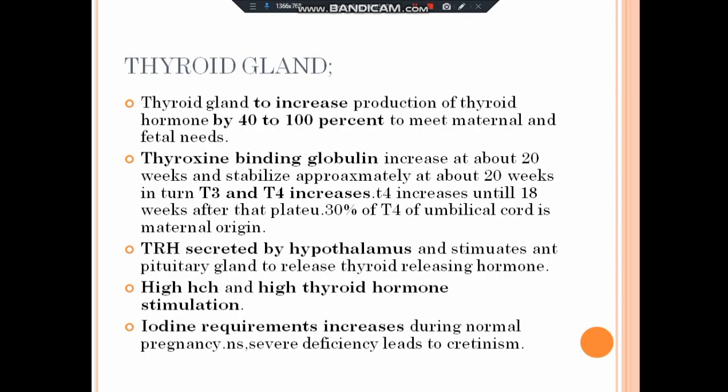Thyroid gland. We know that the thyroid gland is increased by about 40 to 100% to meet maternal and fetal needs. Thyroxine binding globulin also increases. Due to the increase in thyroxine binding globulin, T3 and T4 also increase. Thyroid releasing hormone is secreted by the hypothalamus. If there is a high HCG, there is a high thyroid hormone stimulation. We know that iodine requirements increase during normal pregnancy, so severe deficiency may lead to cretinism.